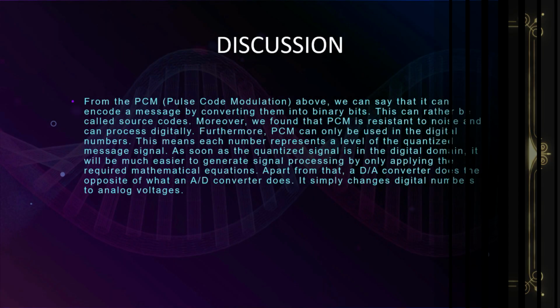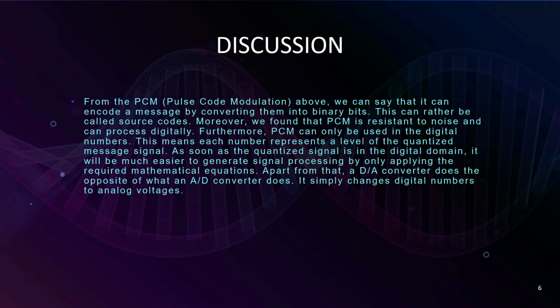So I will present the discussion and conclusion. For the discussion, from the PCM, pulse code modulation, above, we can say that it can encode a message by converting it into binary bits. This can also be called a pulse code. Moreover, we found that PCM is resistant to noise and can be processed digitally. Furthermore, PCM can only be used with digital numbers. This means each number represents a level of the quantized message signal.